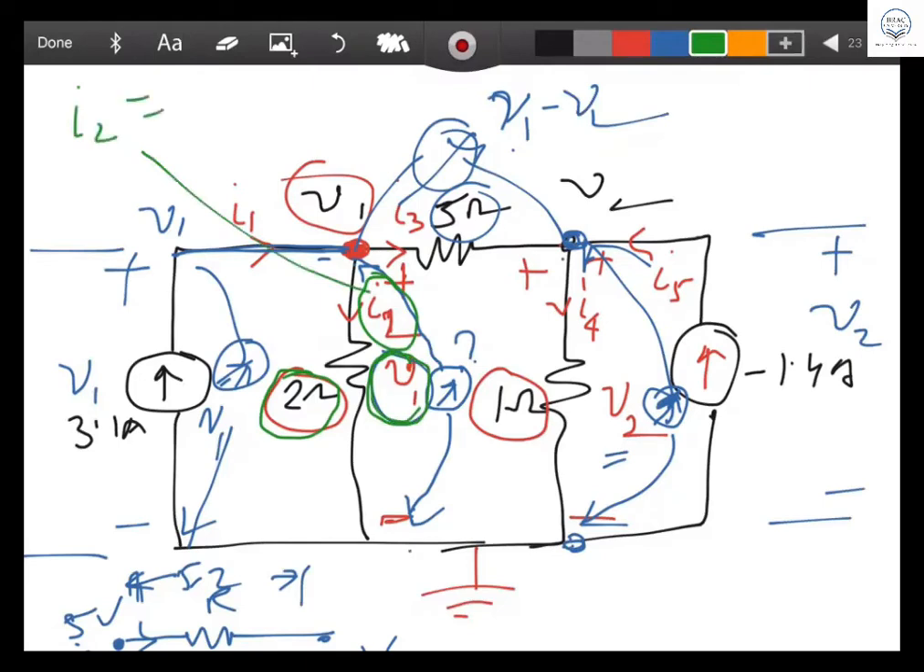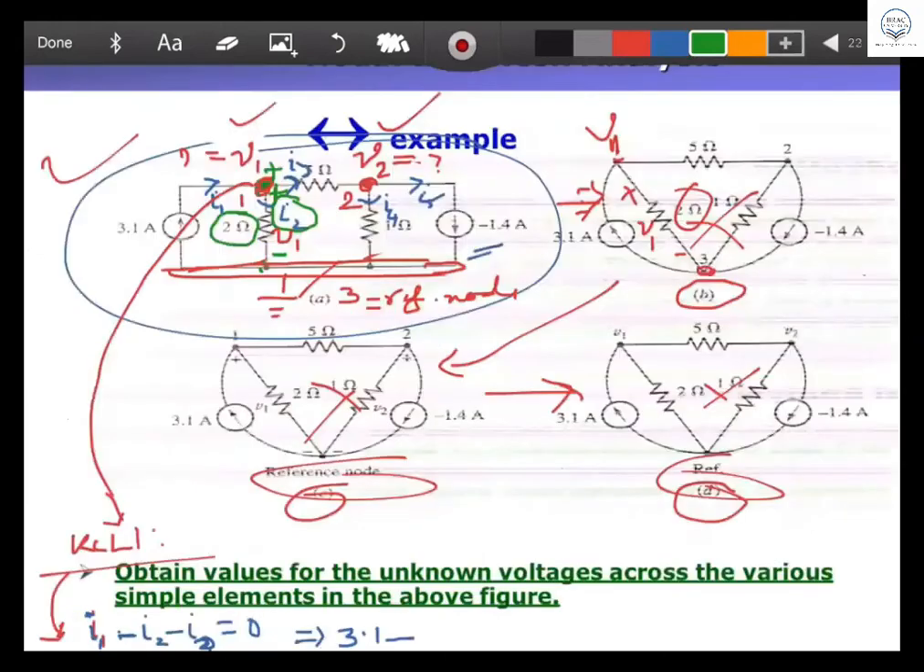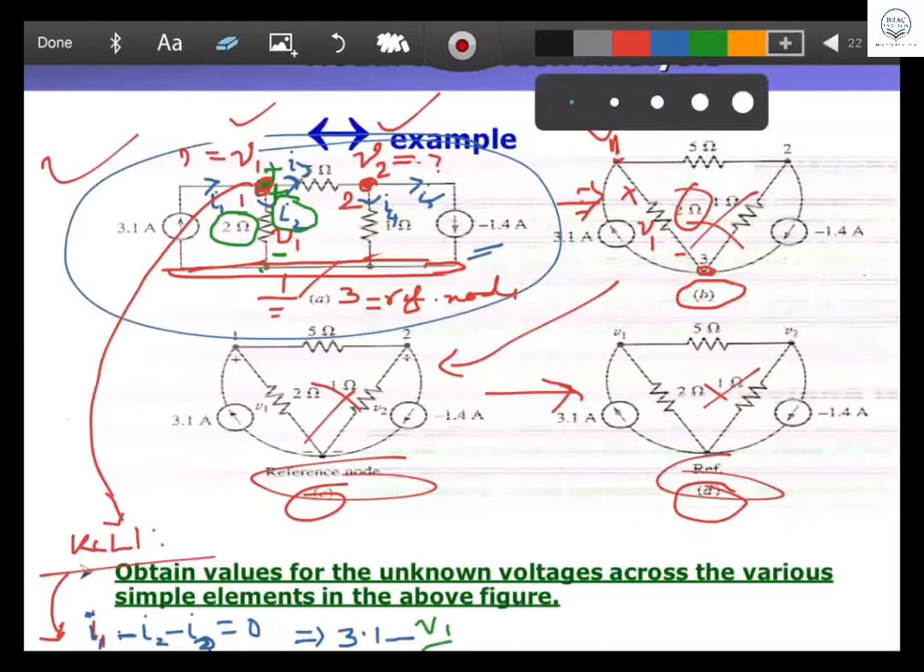Sir, V1 by 2. Absolutely, V1 by 2. This is Ohm's law. These are the basic things. You should know that. So your I2 here is V1 by 2. Now you tell me, do you have any confusion or do you understand? Tell me please faster. So I2 means here we are writing V1 by 2.